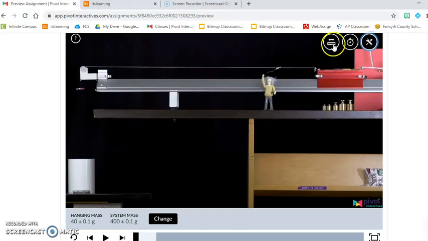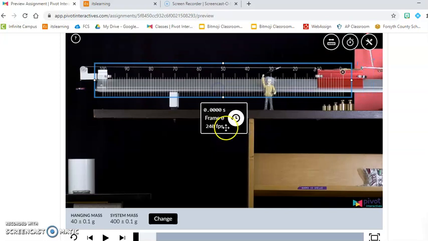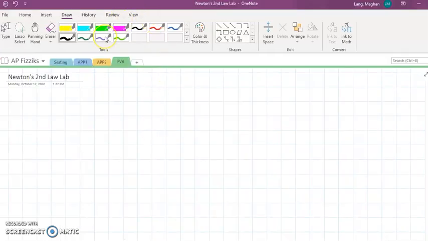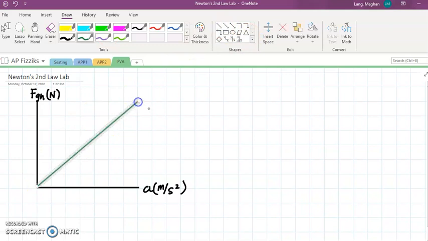And then by using your ruler and your timer here, you can calculate the acceleration of the glider. So then if you take all of that over here and make yourself a force of gravity versus acceleration graph, so force of gravity for the hanging mass in newtons versus the acceleration in meters per second squared, you should have gotten some sort of straight line.